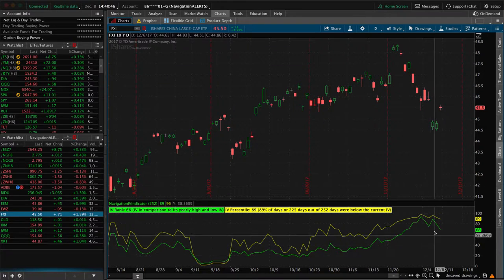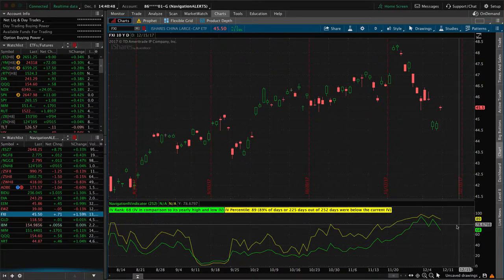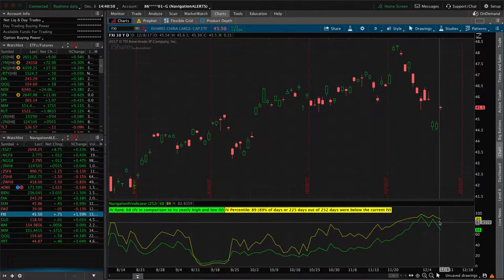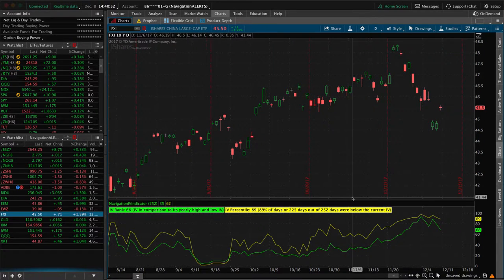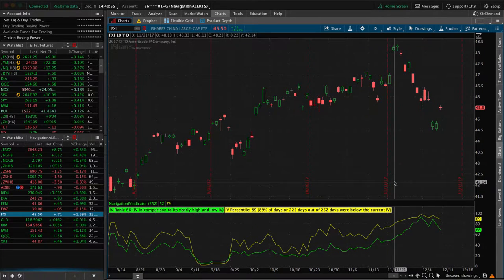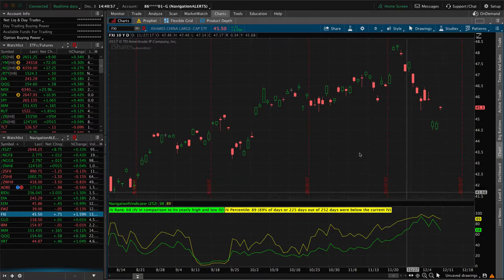You can see implied volatility is still very high with the percentile at 89. So we'll continue to keep positions in FXI as long as that stays. If not, if it collapses, most likely we will be able to manage some winners there. So stay tuned in FXI.